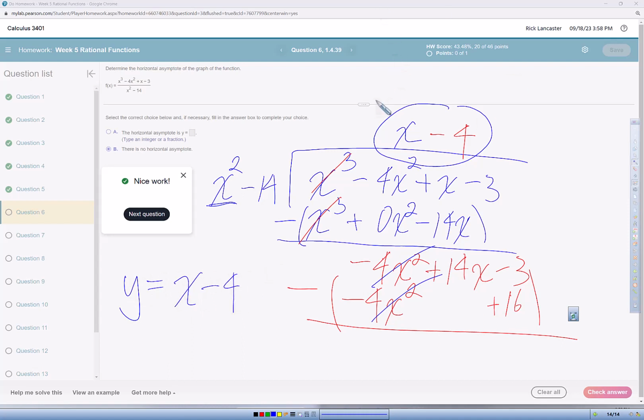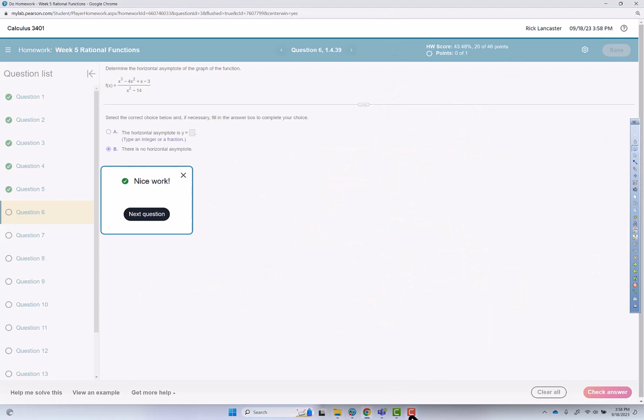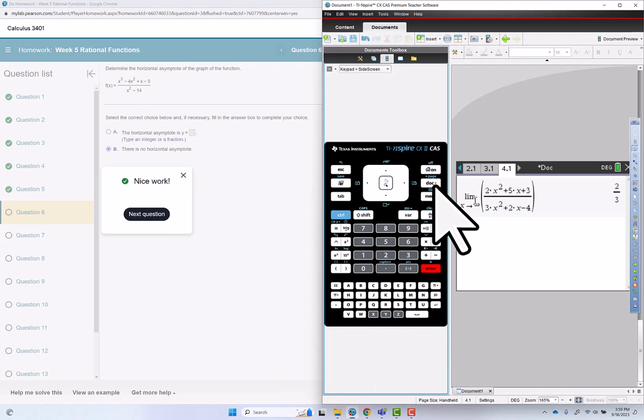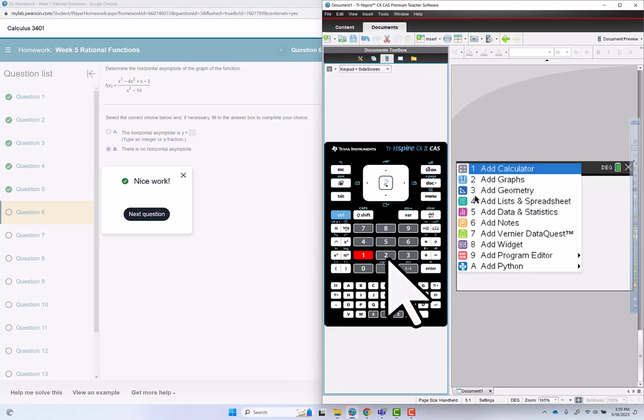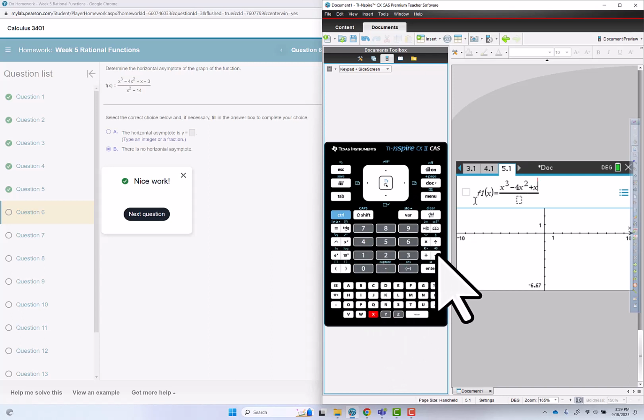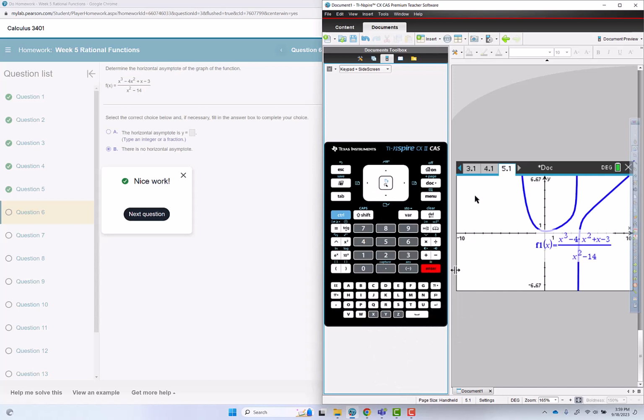And we'll go put the whole function into the calculator and show that the oblique asymptote is y equals x minus 4. Menu 4, 1, 2 to get a graph. Control divide to get a fraction. X cubed, right arrow to get out of the exponent, minus 4x squared plus x minus 3. Go to the denominator, x squared minus 14.